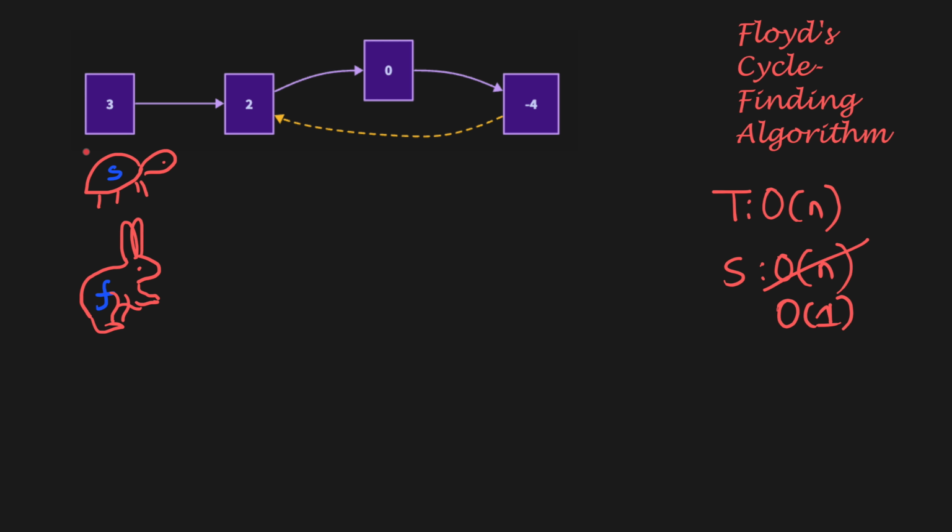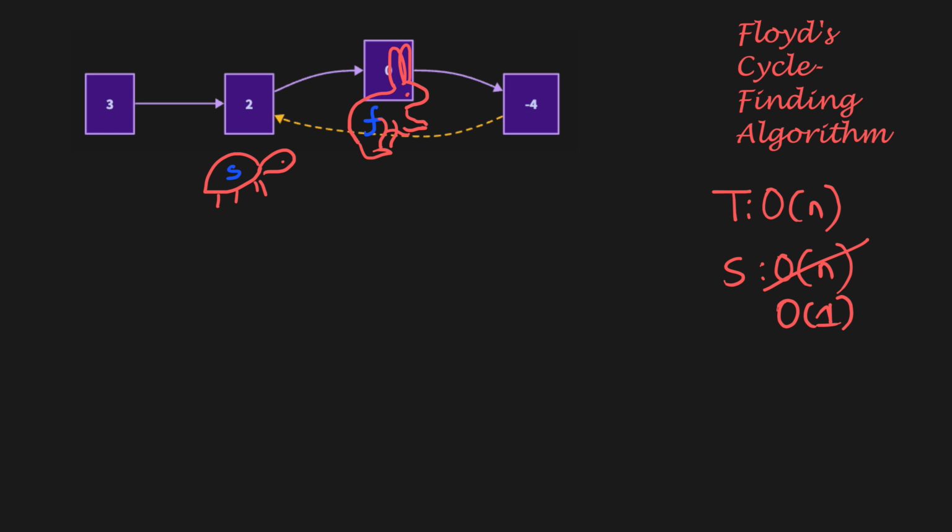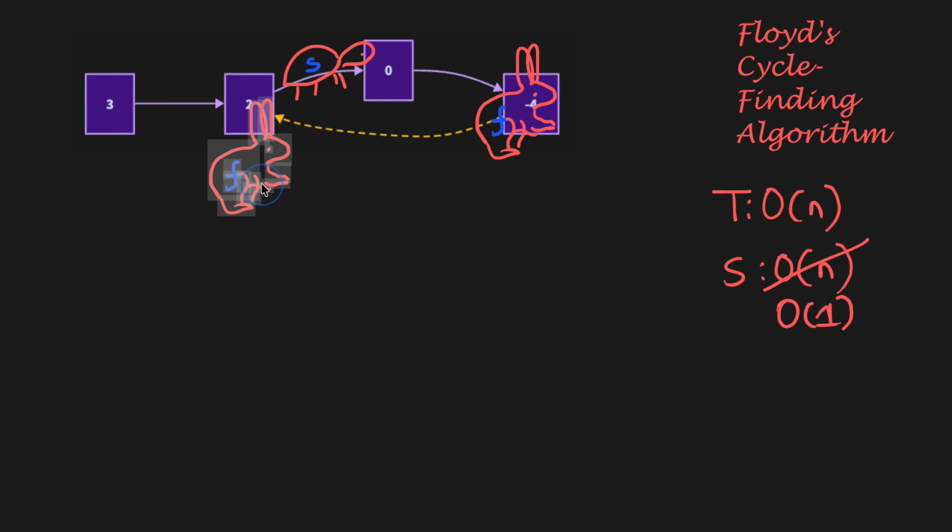Let's quickly see this in action. In the first jump, slow moves to 2 while fast leaps over to 0. Since the fast pointer hasn't reached the end and neither have these pointers met, we keep going. Next, slow reaches 0. Meanwhile, fast leaps over -4 and ends up at 2.